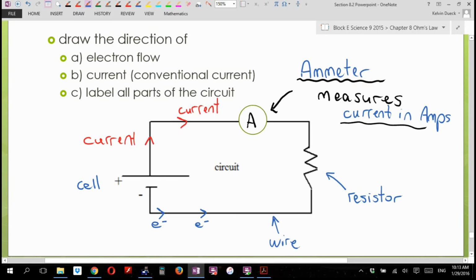And it's symbolized with a circle and a capital A for amps. Just like a voltmeter is symbolized with a circle and a capital V for volts. So you'll see those in circuit drawings as well. Often the question will say, tell me what that ammeter would measure, and I'll be teaching you how you can calculate currents and voltages ahead of time, and that's why we're bringing our calculators.